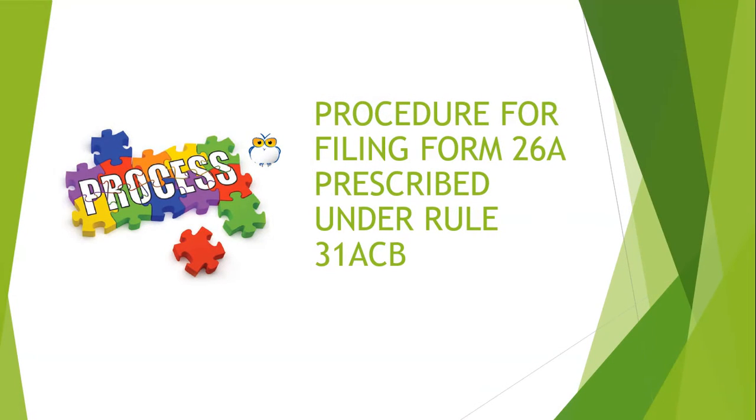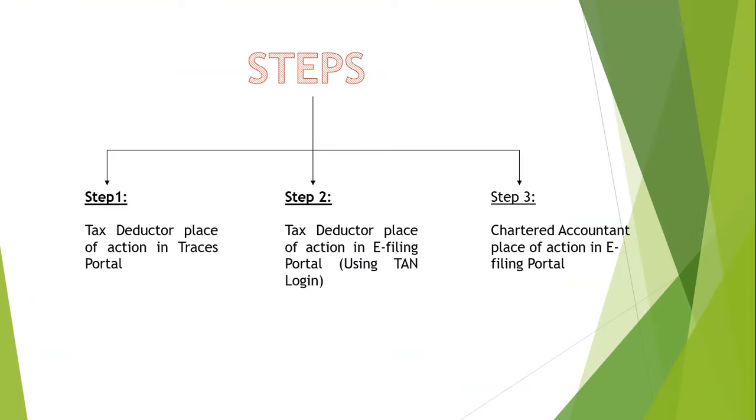Process for filing Form 26A prescribed under Rule 31ACB of the Act. For the sake of convenience, I have divided the process into 3 steps. Step 1 is the tax deductor's place of action in the Traces portal, and step 2 is the tax deductor's place of action in the e-filing portal using the TAN login. Step 3 is the chartered accountant's place of action in the e-filing portal. So let us go to step 1, the tax deductor's place of action in the Traces portal.